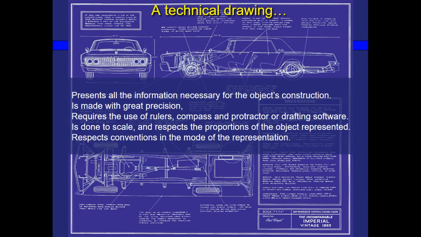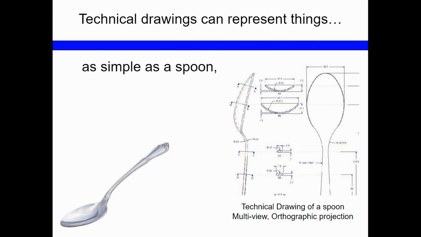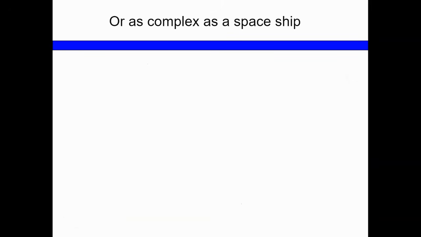It represents all the information necessary for the object's construction. It's made with great precision. It's done to scale and requires use of rulers, compasses, or protractors, or drafting software such as AutoCAD or even Google SketchUp, and represents the proportions of the objects represented, respecting conventions in the mode of representation. A technical drawing can represent things as simple as a spoon, where the drawing shows the different sides and views of the spoon, or as complex as a spaceship.